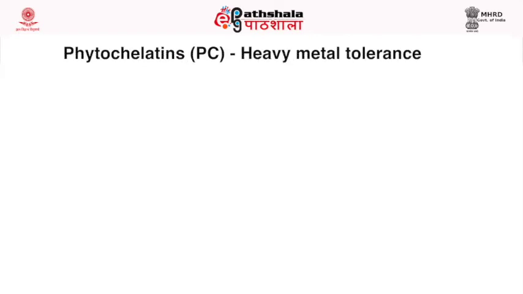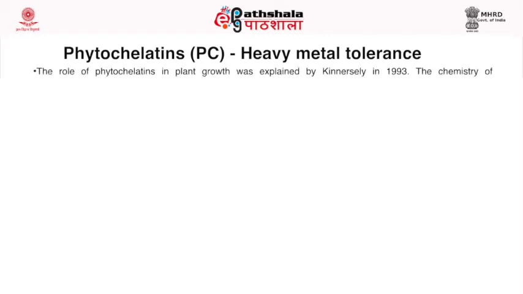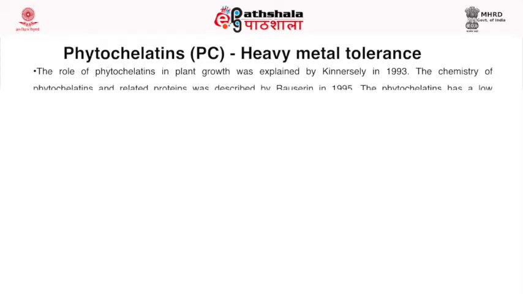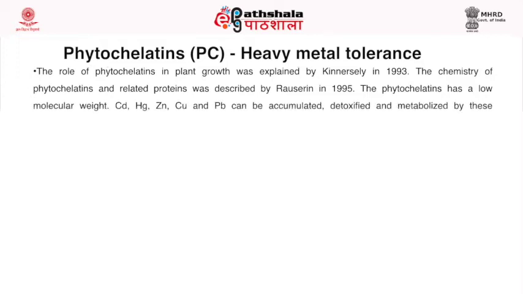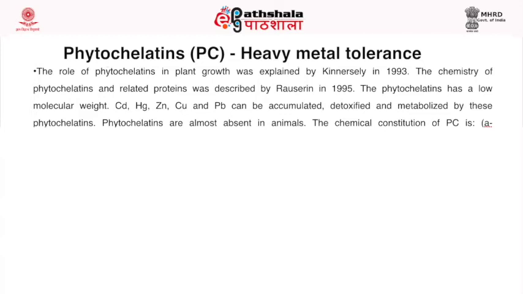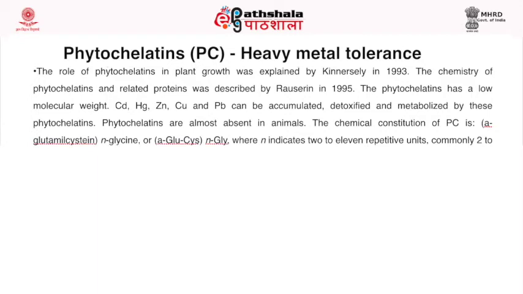Then phytochelatins can be another mechanism to handle the heavy metals. The role of phytochelatins in plant growth was explained by Kinnersley in 1993. The chemistry of phytochelatins and related proteins was described by Rosrin in 1995. The phytochelatins have a low molecular weight. Cadmium, mercury, zinc, copper and lead can be accumulated, detoxified and metabolized by these phytochelatins. Phytochelatins are almost absent in animals.